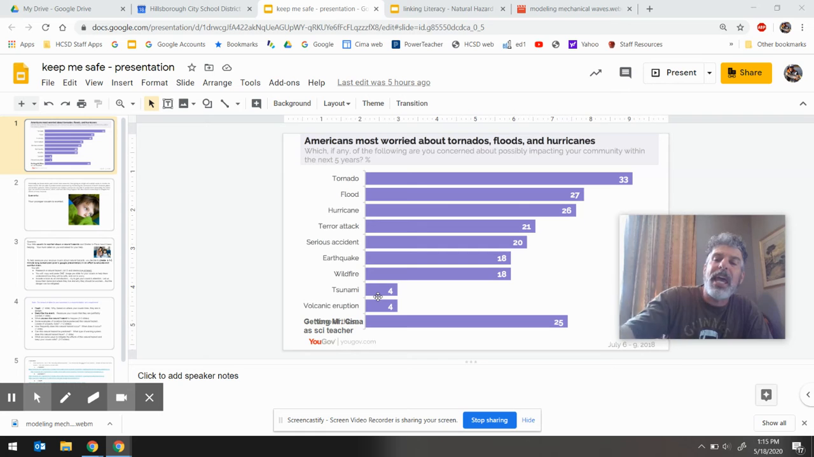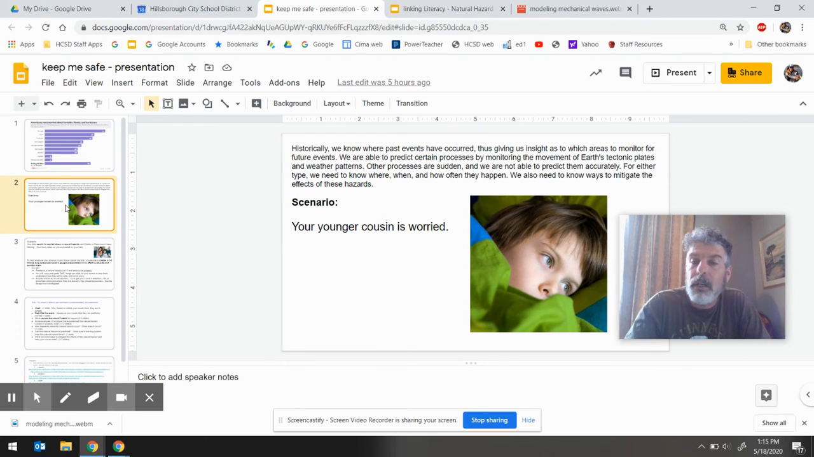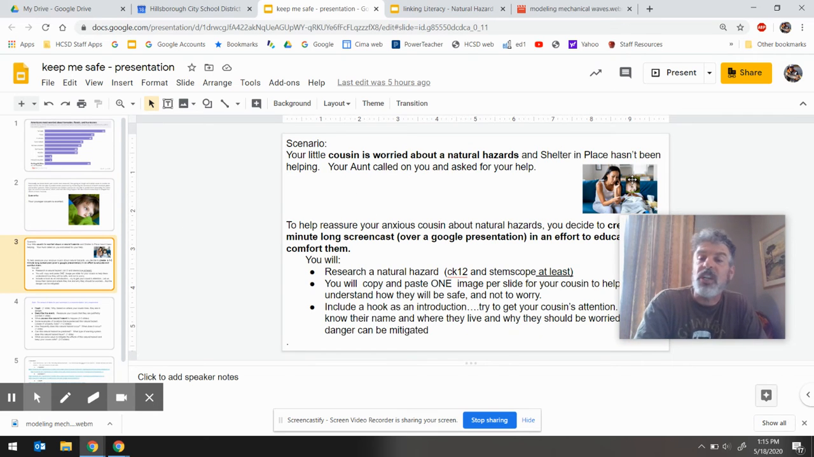So you want to pick the natural disaster that's based on where your cousin lives. Now, you don't really have to have a cousin. You just make up your cousin. And you pick a location that is going to be based on what your little cousin's worries are. All right. Your cousin's worried. Don't worry. It's up to you to help him out. Because his mom is reaching out to you.